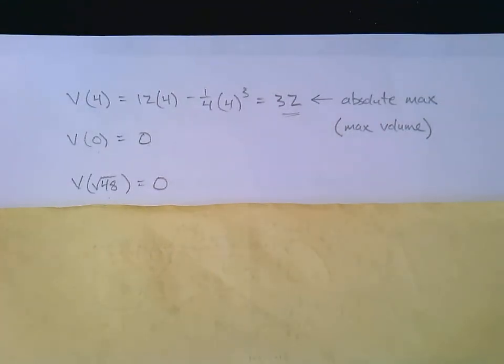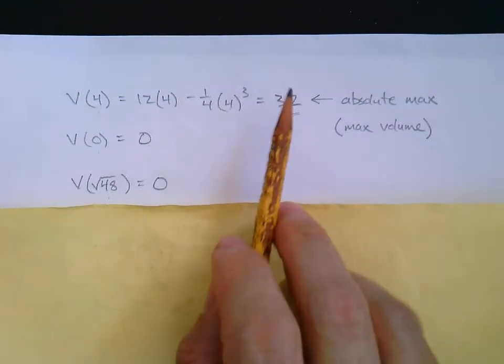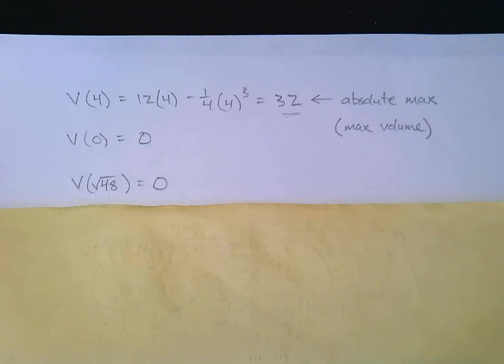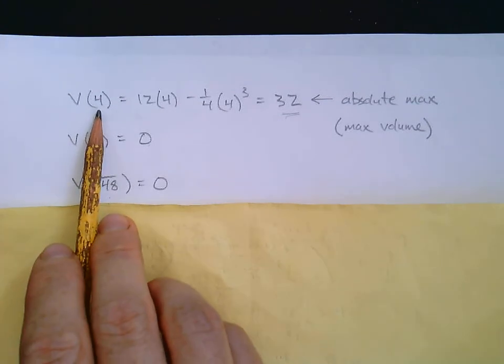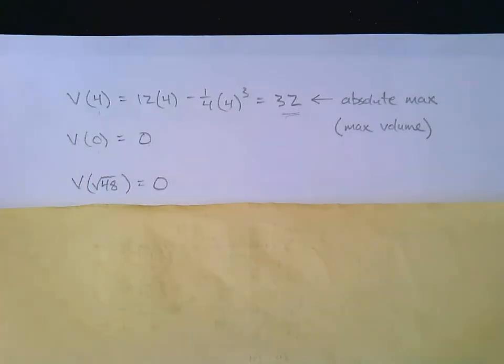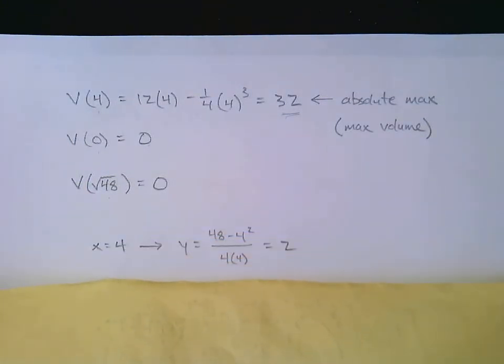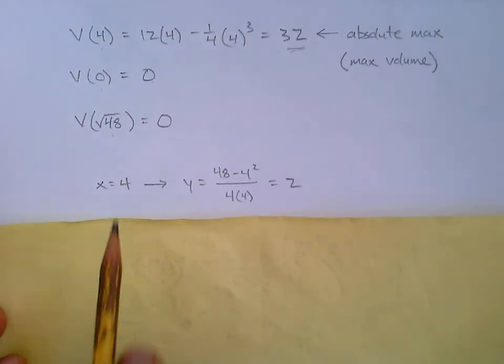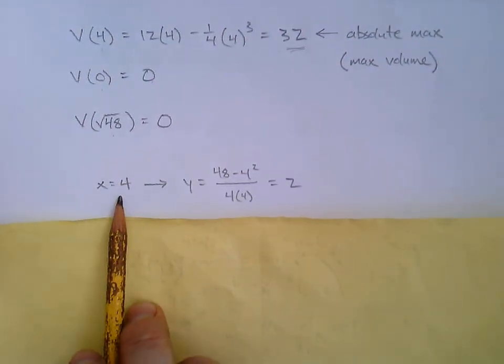However, that's not what they asked for. They didn't ask what's the maximum volume. If they did, we'd be done, 32. They ask what dimensions produce the maximum volume, right? Well, what dimensions, like the x and the y, length, width, and height, what dimensions produced it? Okay, well, it came from x equals 4. X equals 4 gave us that volume of 32.